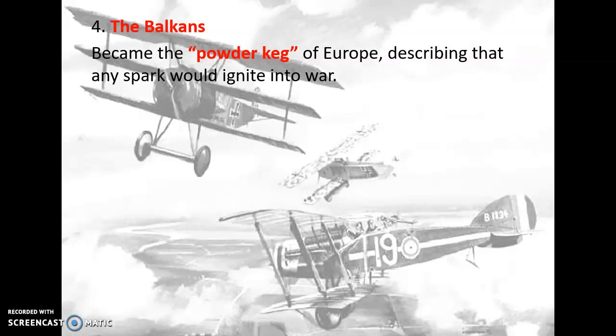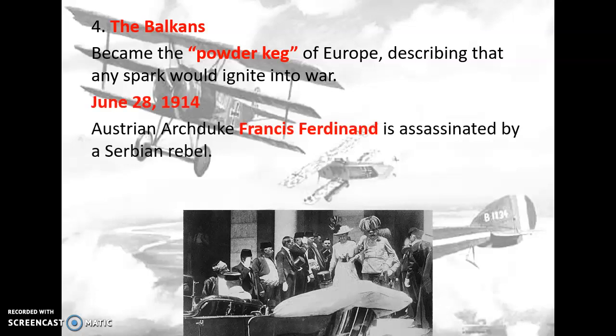The Balkans had had a history of conflict. Foreign powers such as Austria-Hungary, Russia, and the Ottoman Empire claimed regions of the Balkans. The Balkan states sought independence and fought among themselves, and these underlying problems would light the spark. On June 28th, 1914, on a very testable date, Austrian Archduke Francis Ferdinand was assassinated by a Serbian rebel. Francis Ferdinand was the heir to the Austrian throne, so obviously Austria was pretty upset.